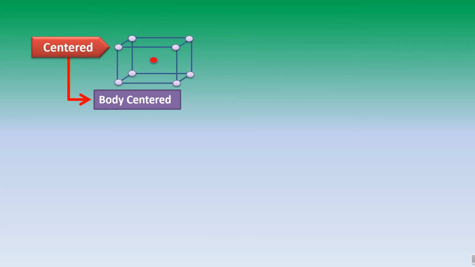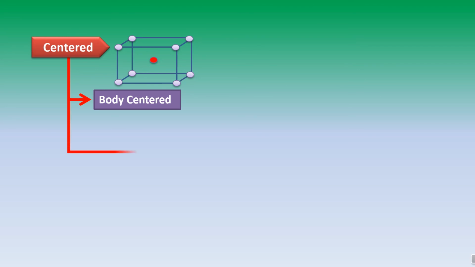In centered unit cell, we have got different types. The first one is body centered unit cell. What is body centered unit cell? Body centered unit cell means a unit cell in which atoms are at the corners and one atom is present at the body center. If you look at the diagram, the corner atoms are indicated by white and the body centered atom is denoted by red color. Okay, that is called as body centered. So corner atoms are common for all kinds of unit cell. In addition to that, in body centered unit cell, an atom is at the body center.